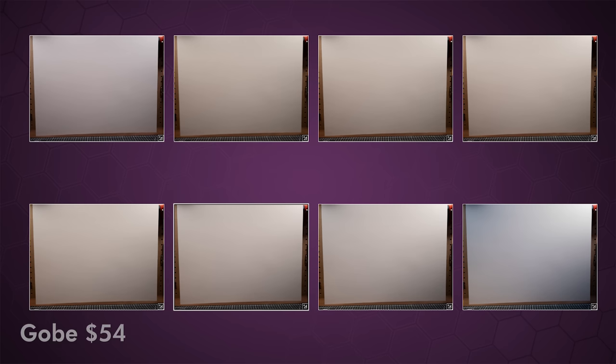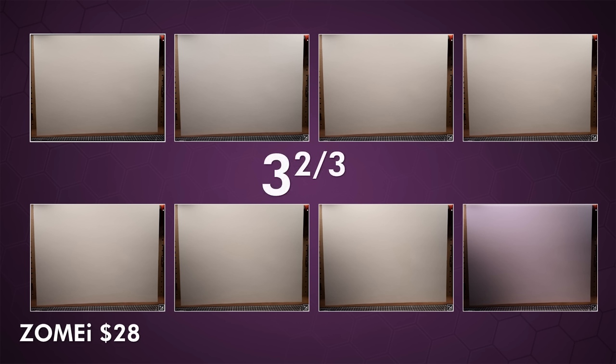Now, both the Hoya and the Tiffen have kind of discounted alternative versions to their filters in a sense. The companies aren't related, but if you look at the design, it kind of seems like a cheaper version of the Hoya and the Tiffen. These options are the Gobe and the ZOMEi, and they're much cheaper. The ZOMEi is like $28 and the Gobe is like $54, despite them working surprisingly similarly to the Hoya and the Tiffen. Now, there are two things to keep in mind when it comes to discount filters, though.